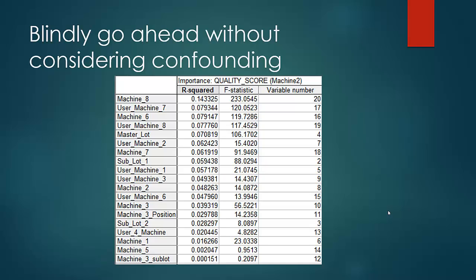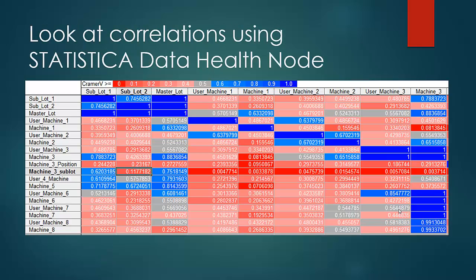Well, what I did is I just blindly went ahead and did this analysis without considering confounding that might exist in my data. So really what I should have done is look at correlations that exist between the variables. I use the data health node in Statistica, and the variables I'm looking at are all categorical variables, so I use Cramer's V to assess the correlations. This is just a small portion of the window; the window is too big to get on the screen here.